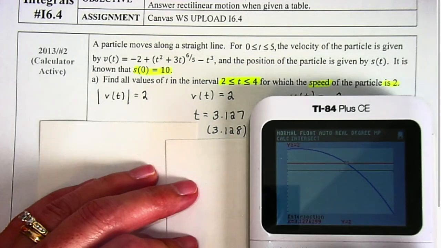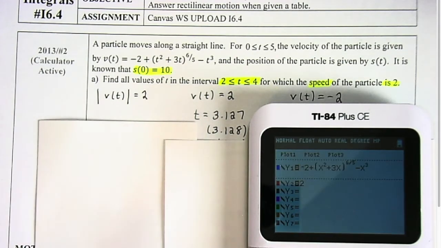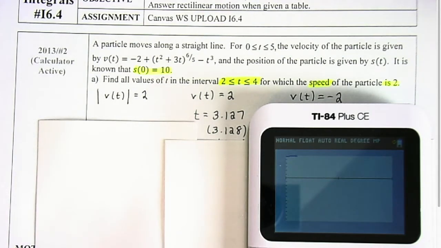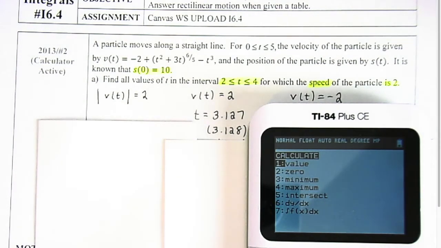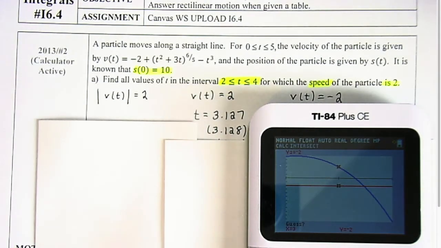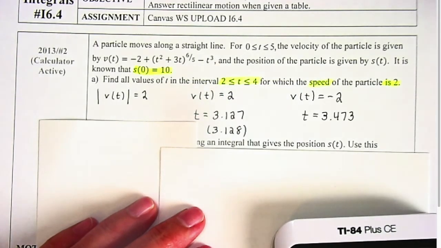I also need to find where my velocity equals negative 2. So I'm just going to go back to y equals, and I'm going to change y2 to say negative 2, and I'm just going to repeat this process. Hit the graph. I'm going to be after that intersection point of velocity and negative 2. So again, second, calc, I'm going to choose number 5, and then I'm going to hit enter 3 times. And my second place where the speed is 2 is 3.473.